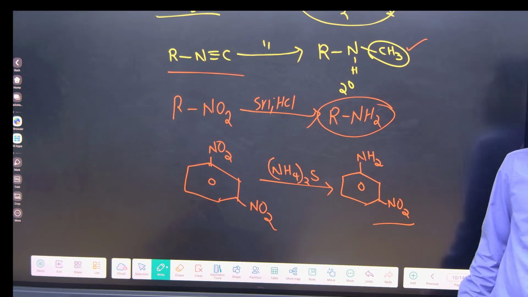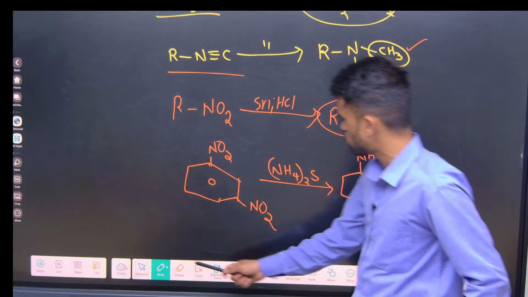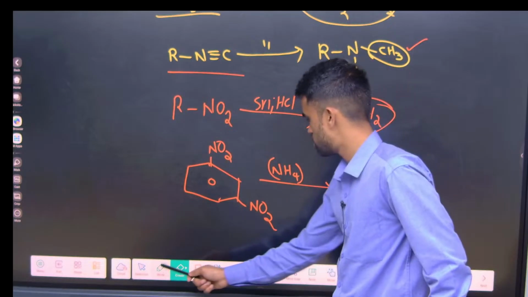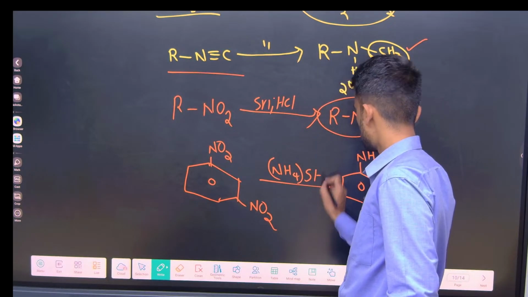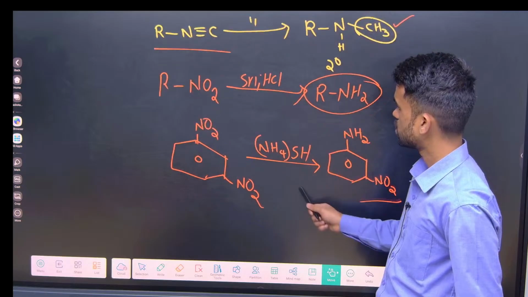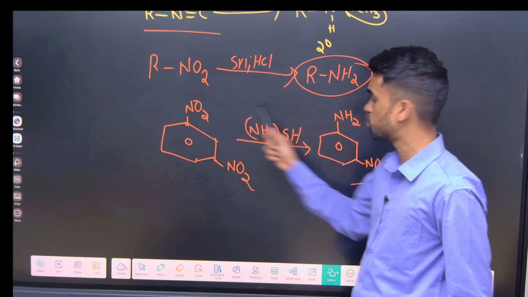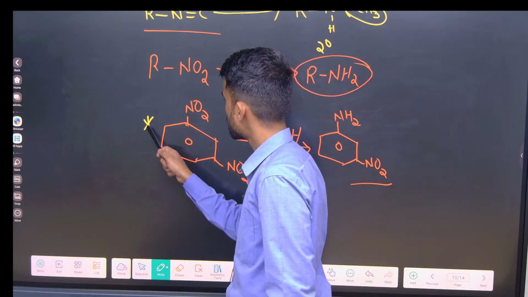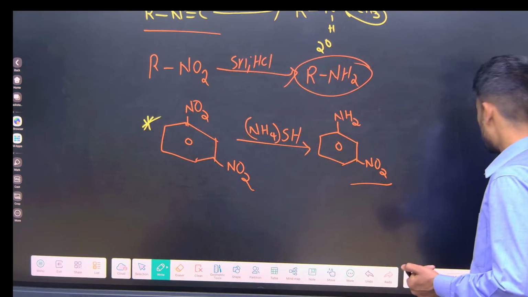NH4SH. Okay, yeah. So you can take this as NH4SH or SH like this. Okay, that's it. This is selective reduction of one nitro group to NH2 group. Okay, remember this is an important step now. Okay, right, let's move forward.